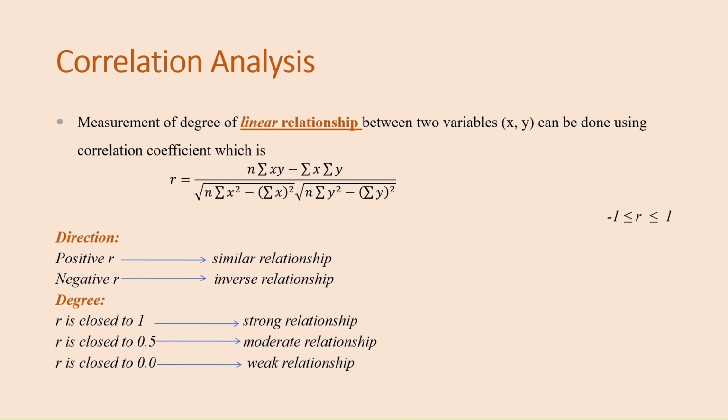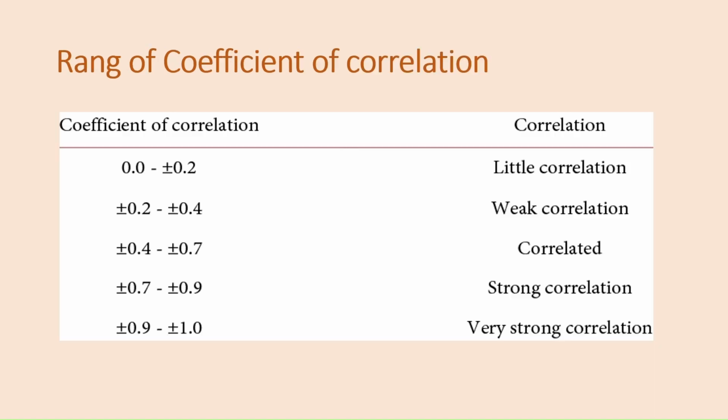Here is the formula of r, the correlation coefficient, and the direction and degree it shows. If r is positive, it is a similar relationship; if r is negative, it is an inverse relationship. If r is close to 1, it is a strong relationship; close to 0.5, a moderate relationship; and close to 0, a weak relationship.